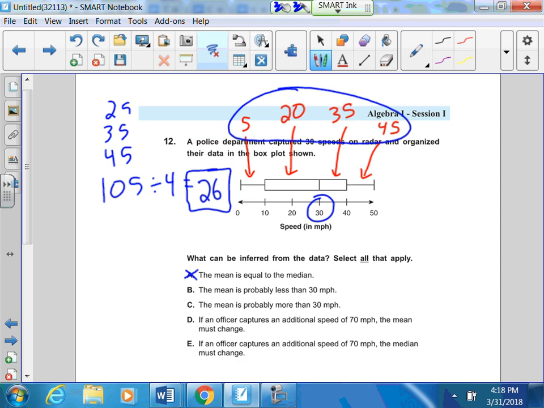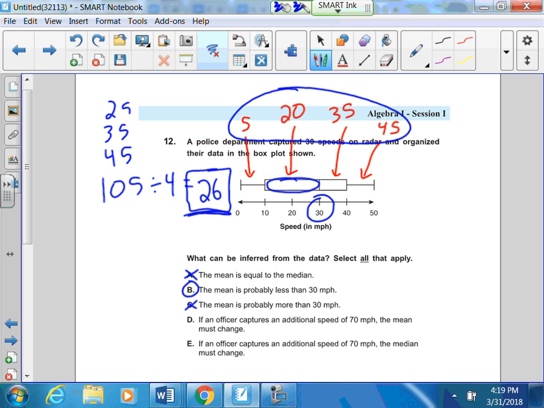Is the mean probably less than 30? I think we can assume that because we're assuming it's about 26. And the reason we can is because, look, you get this big section right here that's less than 30. You're going to have some speeds that are closer to 10, and that's what brings down the mean. It's not going to be C.